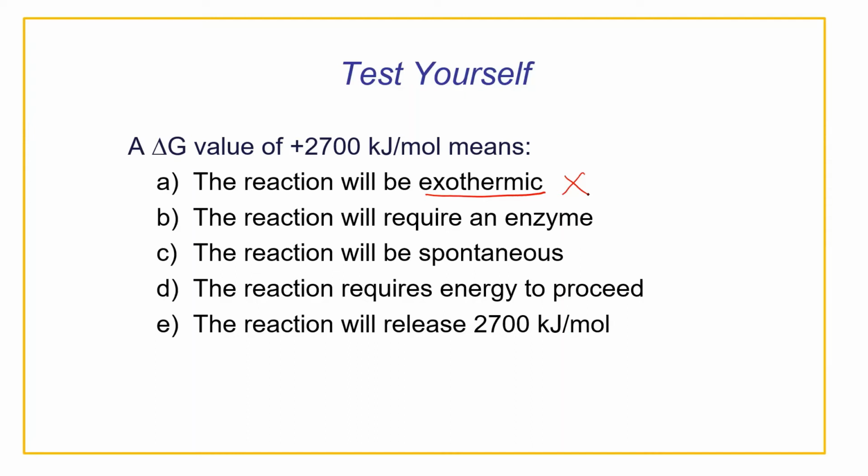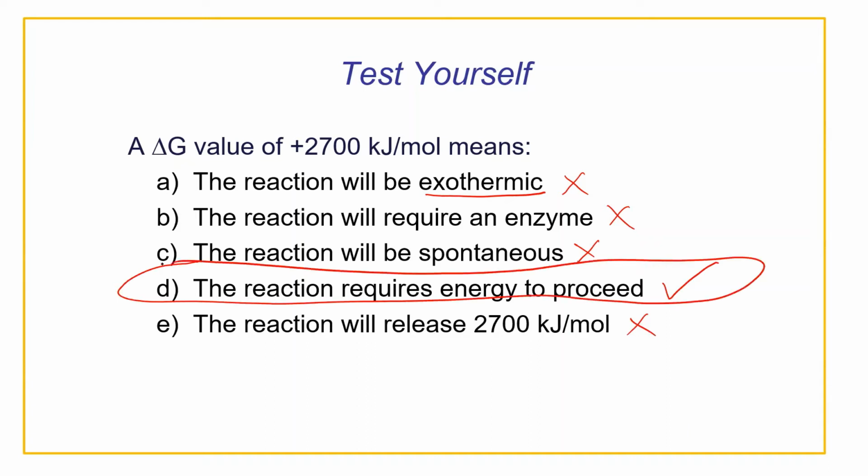The reaction will require an enzyme. That doesn't seem to be relevant at all, so that's a no. Most reactions in cells require enzymes. The reaction will be spontaneous. I guess I didn't really talk about that. Maybe I should have said favorable in this, and that's a no. That would be negative delta G. The reaction requires energy to proceed. Yes, we already said that, right? Releases that much energy, no. So this is the correct answer here: requires energy to proceed. So make sure to read them all carefully.